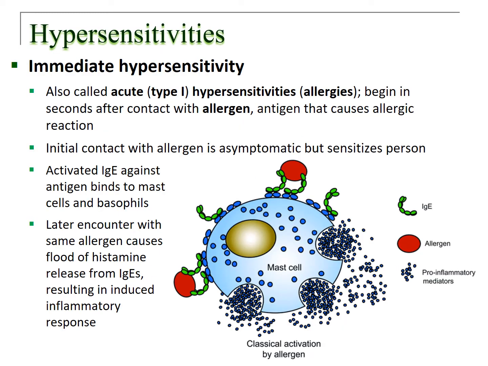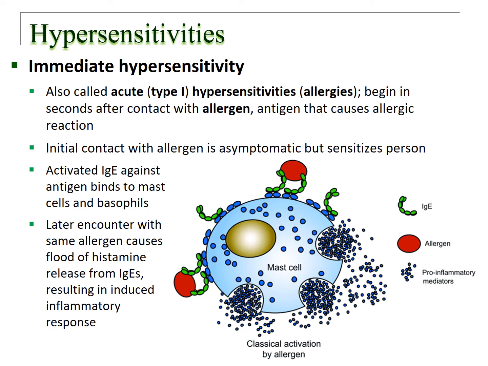So immediate hypersensitivity is also called type 1 allergies. These begin seconds after contact with the allergen or the antigen that causes the allergic reaction. And so the initial contact with the allergen is asymptomatic but sensitizes the person. So an activated IgE, which you'll see in green on this diagram, will bind to mast cells, which is the large blue cell, and basophils.